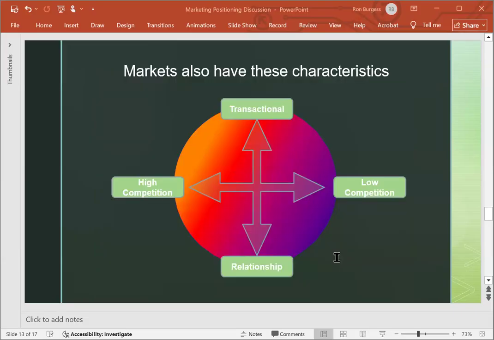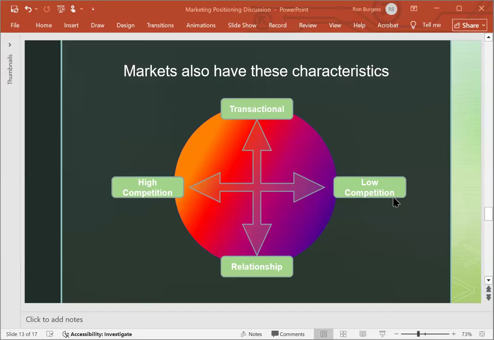There are also these characteristics, which is a little bit different twist on markets. And that is that some markets have high competition, and the other side of the market is low competition. So you have all this variation in between. And then you also have transactional kind of markets or relationship kinds of markets.